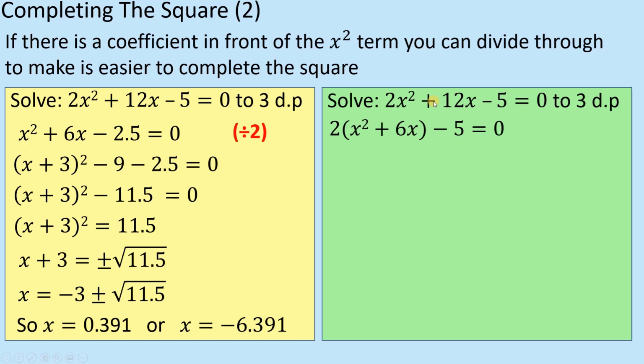So we'll see that here. You've got 2 outside the bracket, and then x squared plus 6x inside the bracket, take away 5. You can complete the square of this inside of this bracket. So that's what we're going to do. We're going to do x plus 3 squared, because 3 is half of the 6. And then because we do 3 squared, that's going to need to take away the 9.